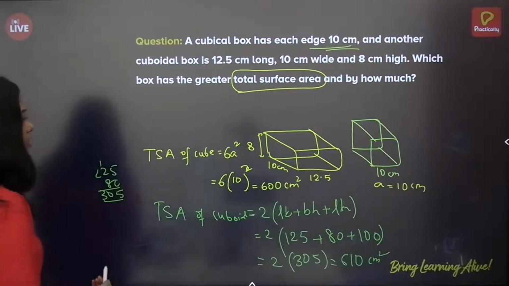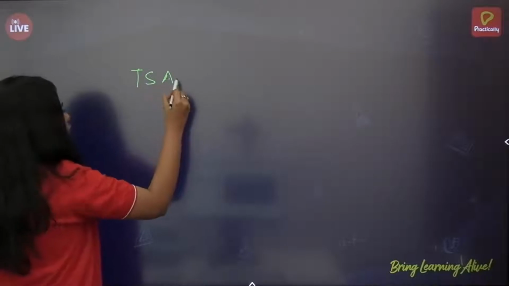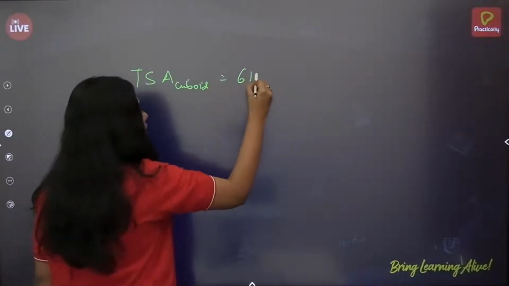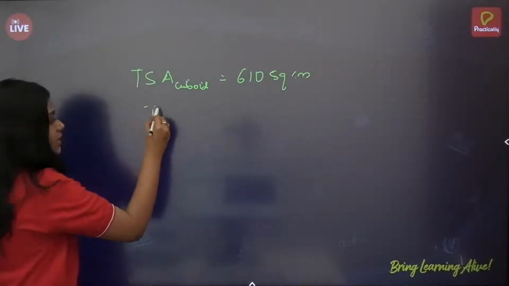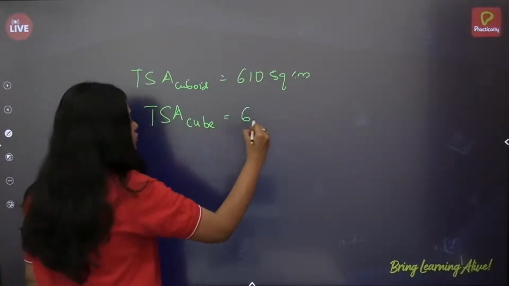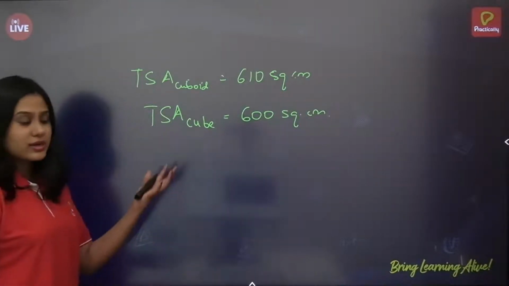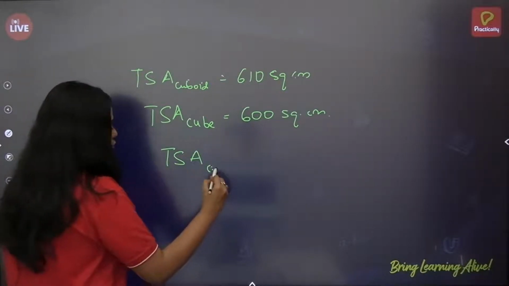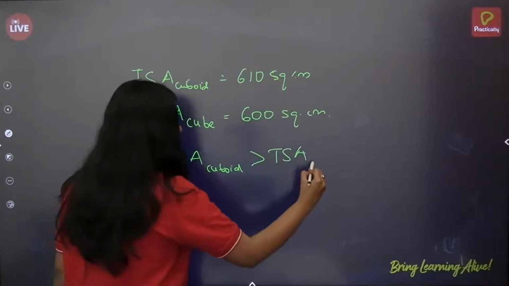So, let us, where do we write it? Okay. So, TSA of cuboid is equal to 610 square centimeters and TSA of cube is equal to 600 square centimeters. So, which is larger? Clearly, TSA of cuboid, correct? TSA of cuboid is greater than TSA of cube.